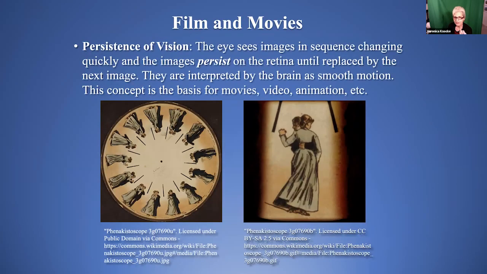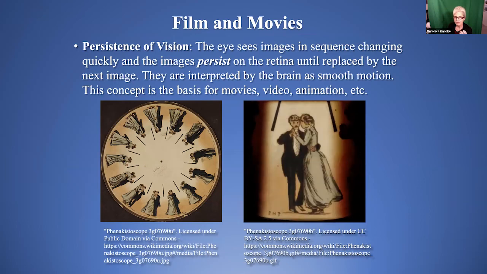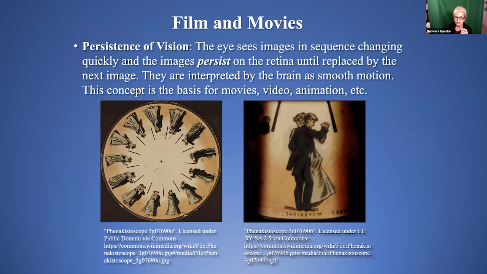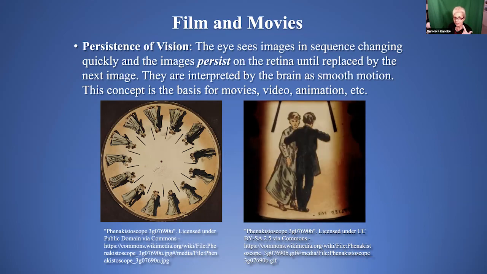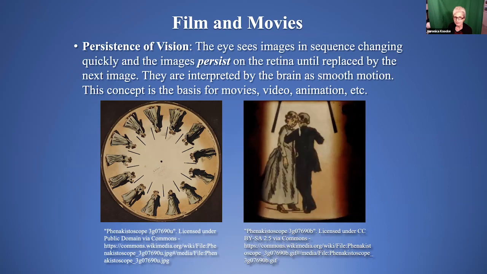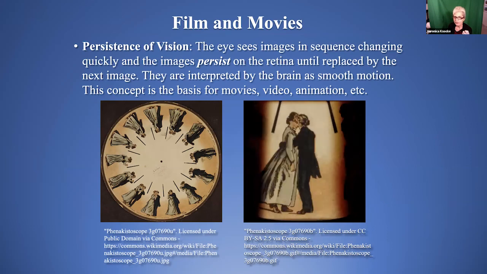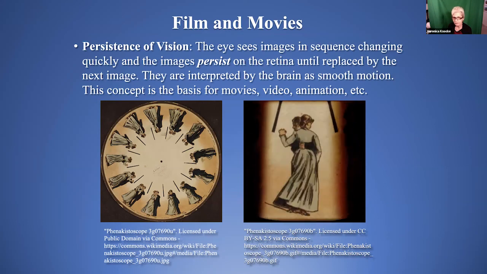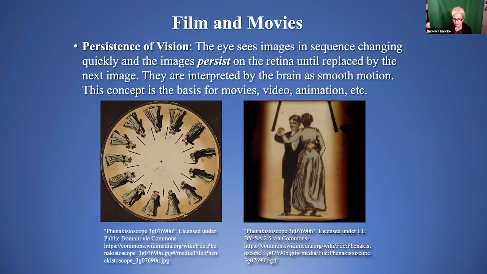Now, one of the things that we learned about was persistence of vision. I told you about that. The eye sees images in sequence that change quickly, and those images persist on the retina of your eye until they're replaced by the next image, and they are interpreted by the brain as smooth motion. This concept is the basis for movies, video animation, etc.